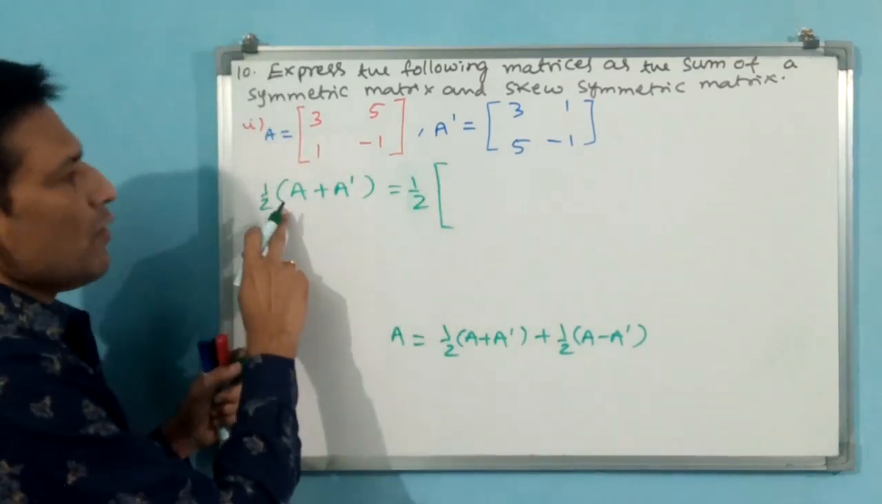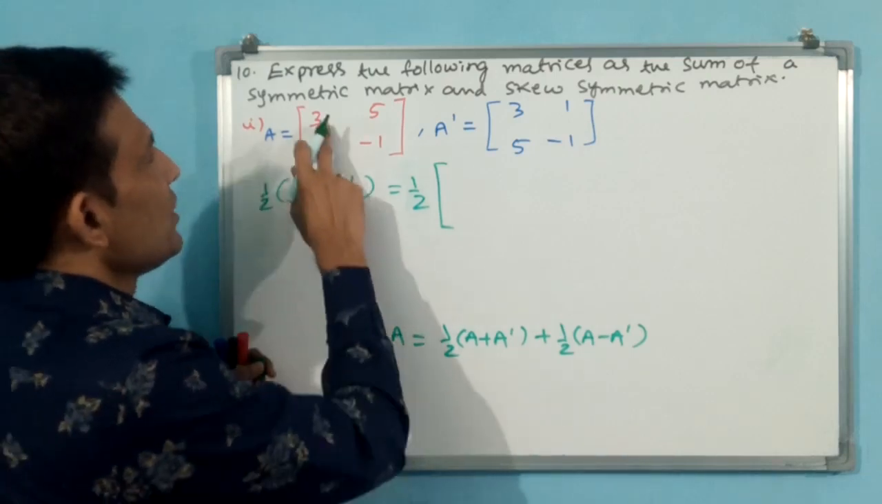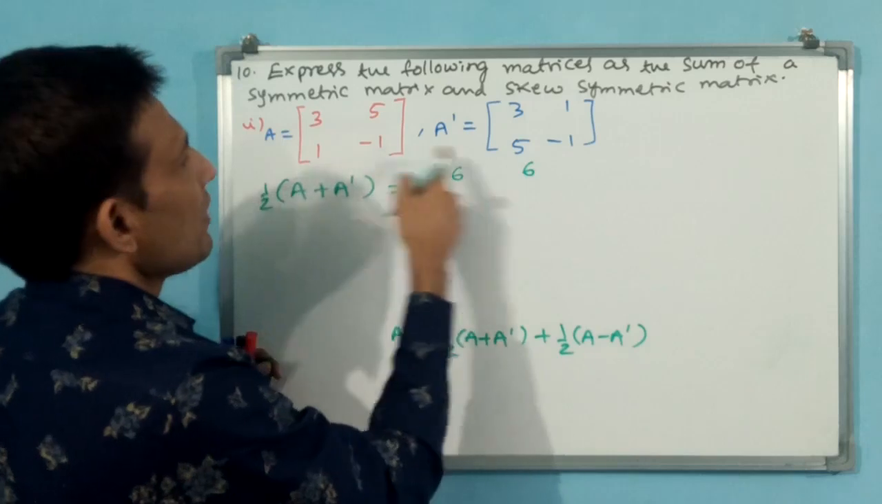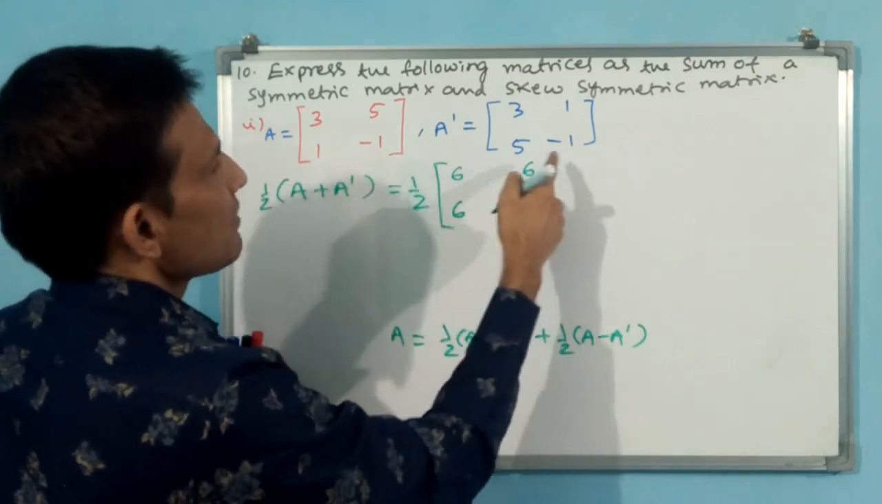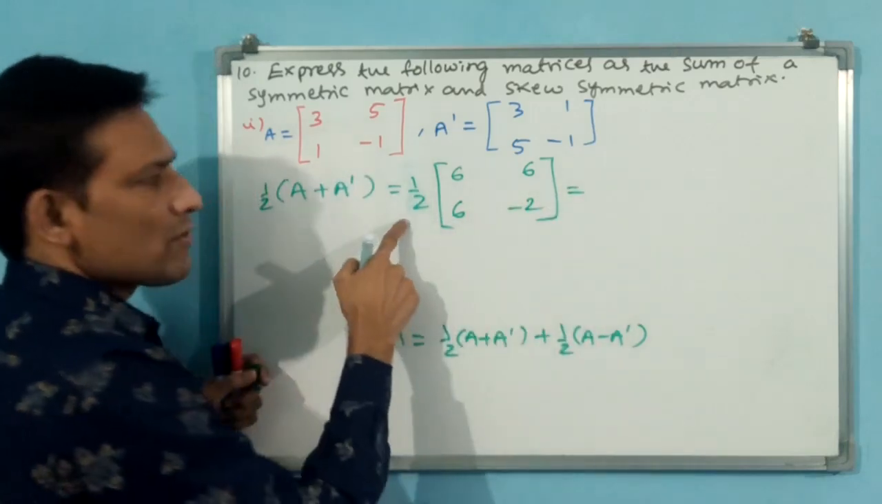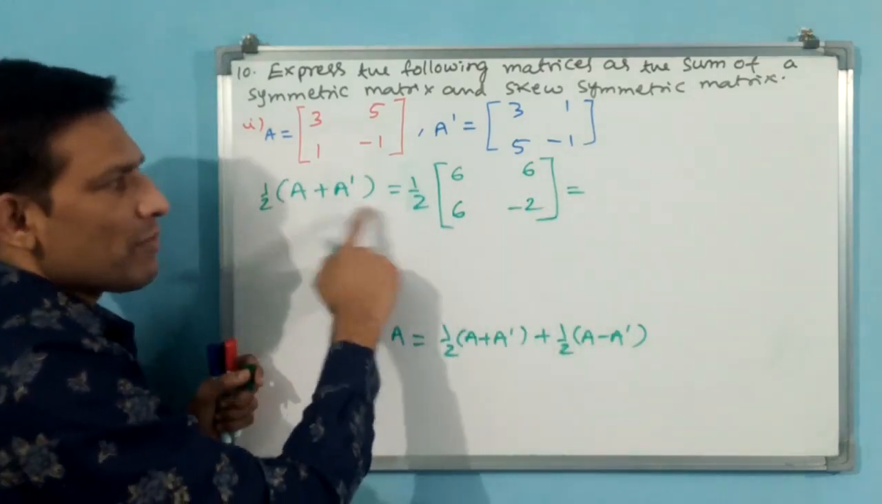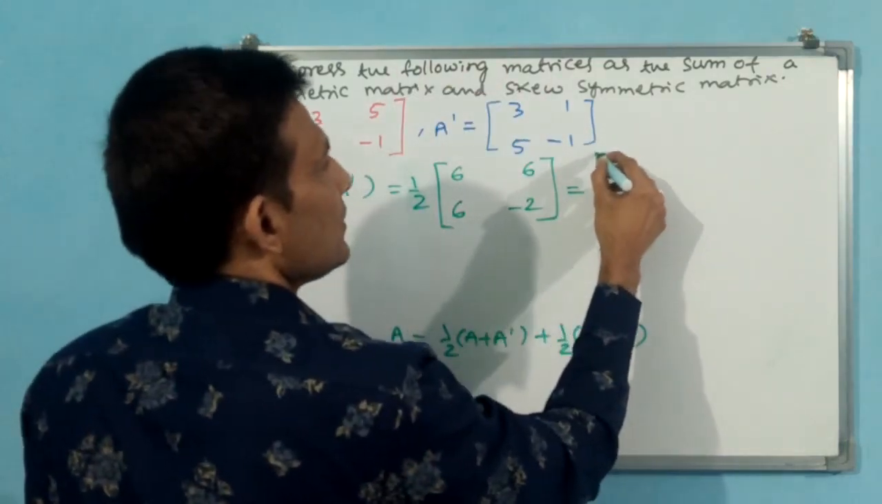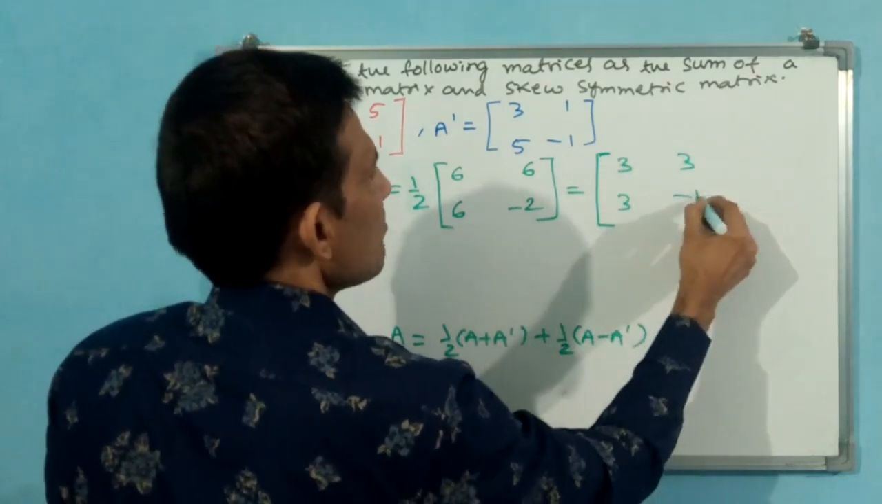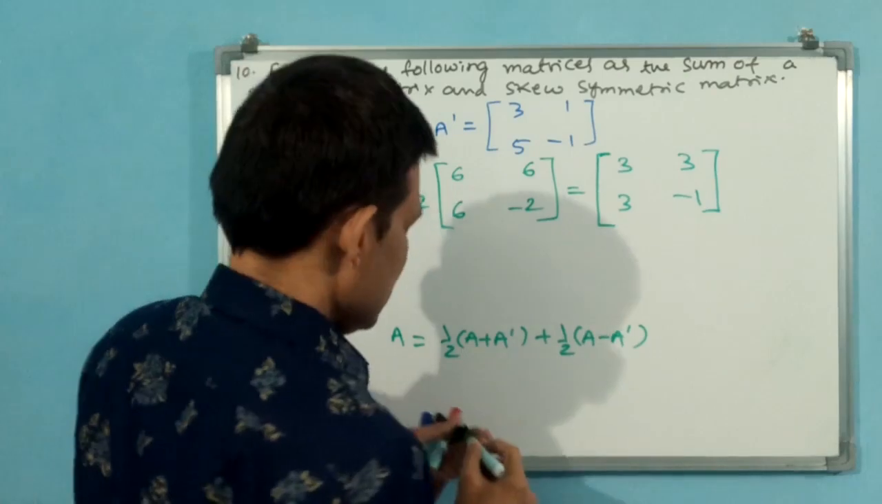Okay. Now 1 by 2 A plus A transpose. 3 plus 3 is 6. 5 plus 1 is 6. 1 plus 5 is 6. Minus 1 minus 1 is minus 2. This is what 1 by 2 into. But 1 by 2 you send inside. If you send inside, 3 3 3 minus 1. That's all. Okay.